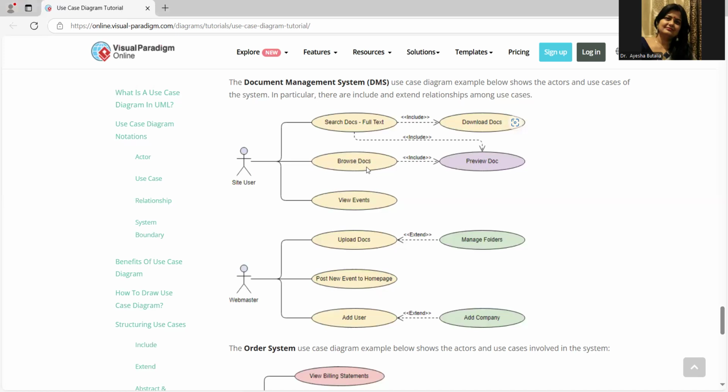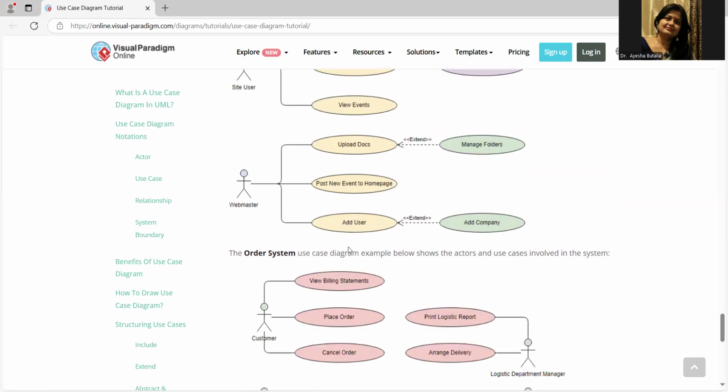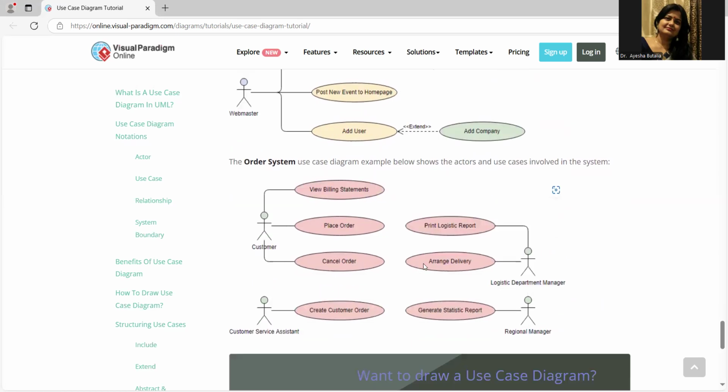Then you can have browse docs. So browse docs can be previewed again. So you have view all events. Then for the webmaster, you will have upload docs. Manage folders is not compulsory, but you can use this functionality. Clicking on that, you have post new event to the home page, you have add user. So add company is not compulsory. If you want, you can add it. That's why the use of extend.